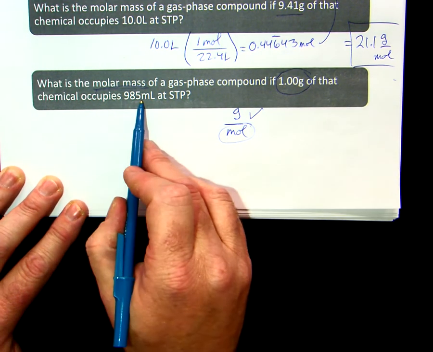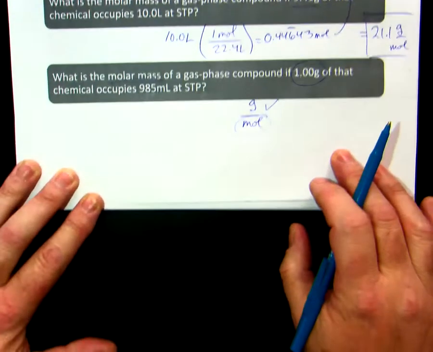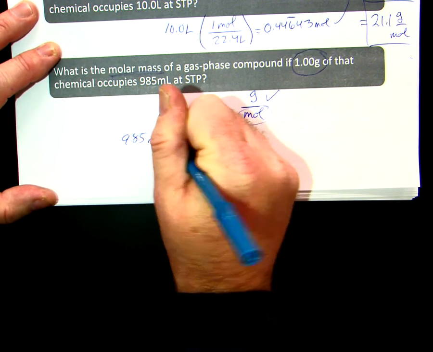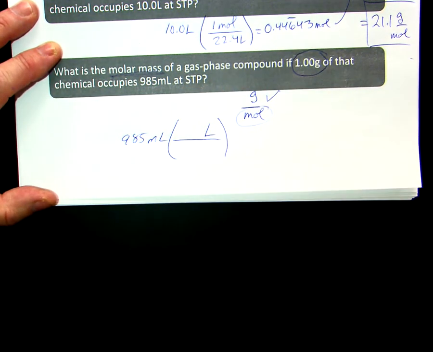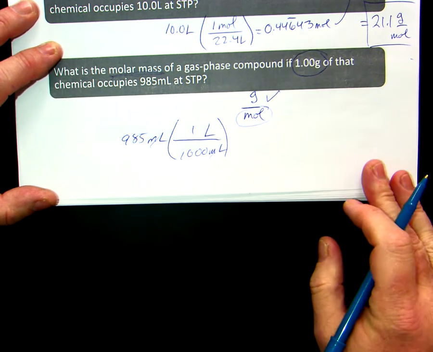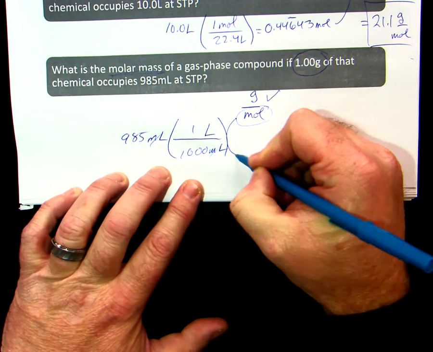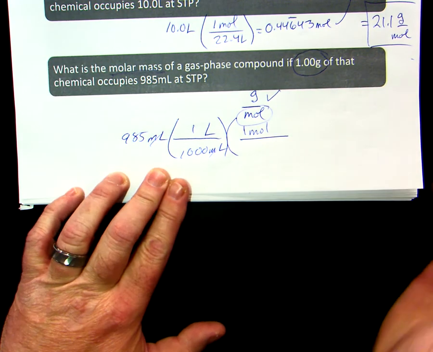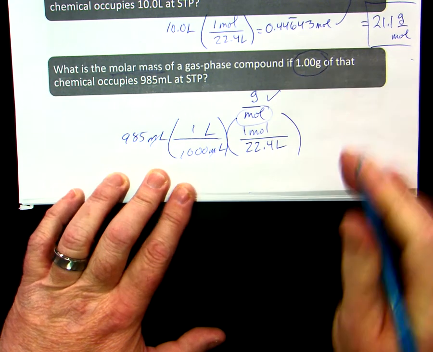This is trickier just because it gives you the volume in milliliters instead of liters. But not that tricky because we've been doing this for a while. So if we have 985 milliliters, and milliliters is not the right unit, we need the right unit, which is liters. So we say 1 liter is 1,000 milliliters, and we convert to liters. All right, so now I'm in units of liters, and I say that I'll have 1 mole of this unknown gas, or 1 mole of any gas for that matter, at STP when it occupies 22.4 liters.